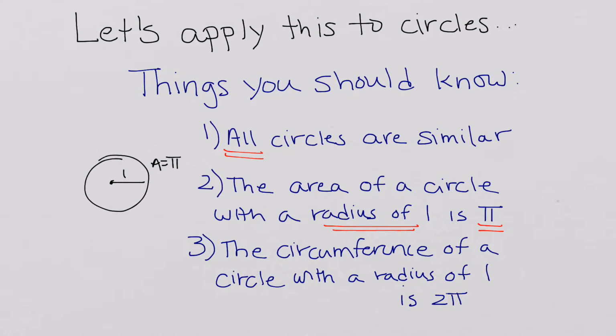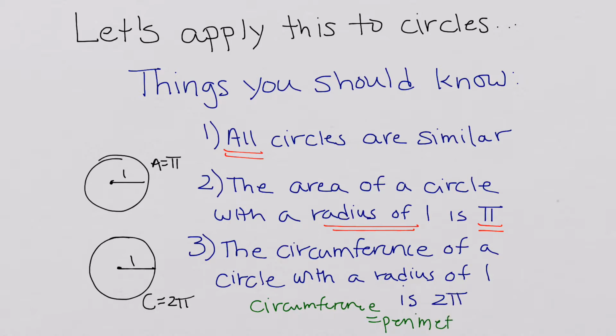Thus, if we have a circle with a radius of 1, the circumference is 2 pi. And once again, what I mean by that is the distance around the circle, the perimeter, is 2 pi. Once again, circumference equals perimeter of a circle. Okay.